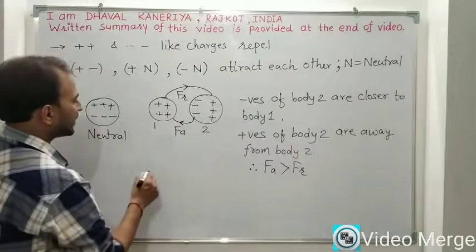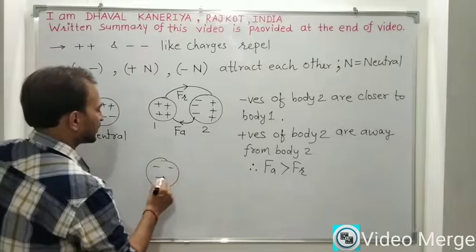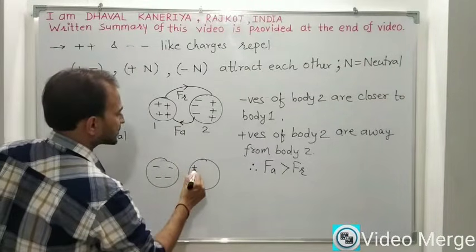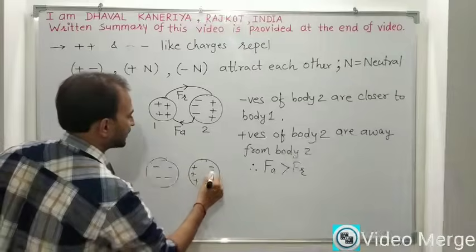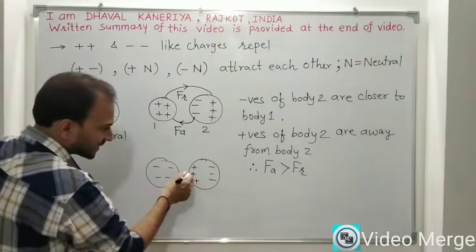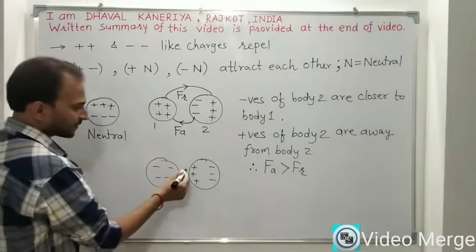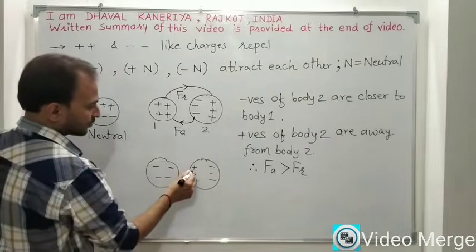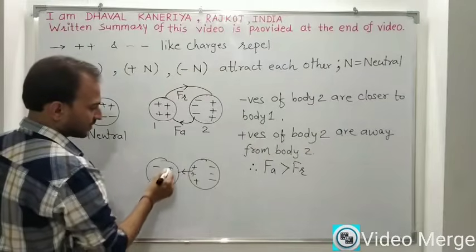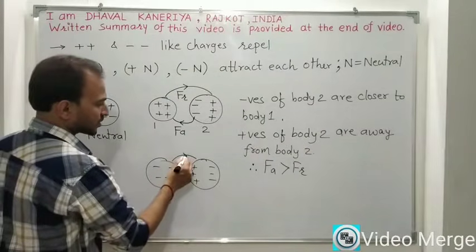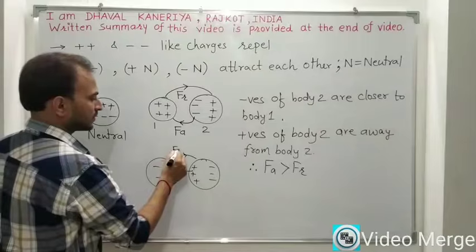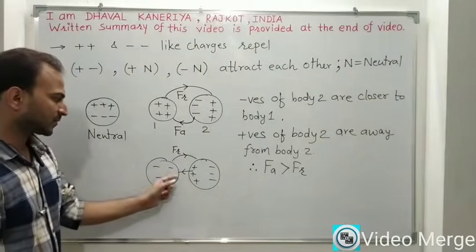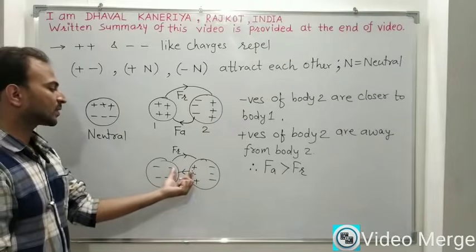Similarly, if we have a negative body, then charges rearrange or separate in a little different way. Positives will collect on left side, negatives on right side. So plus minus attraction, minus minus repulsion. Again, these are closer to body 1. So attractive force will be dominant.